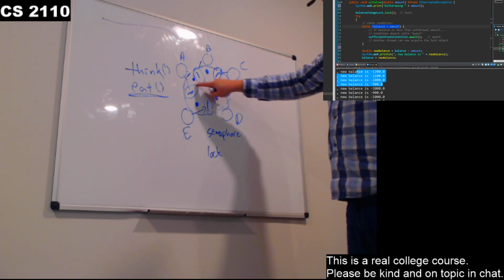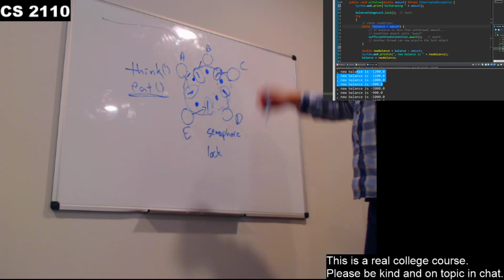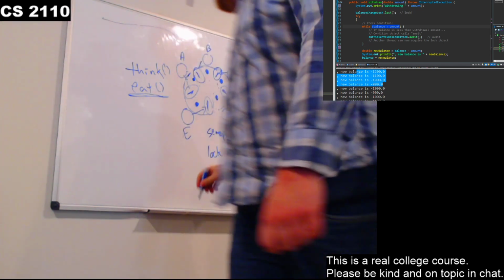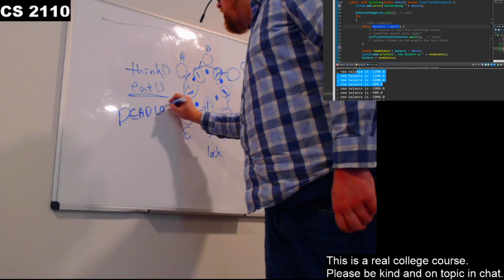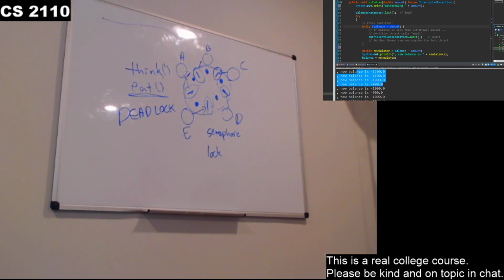If you look at this, the problem is fairly obvious. All the philosophers are holding one chopstick, but no philosopher can actually eat. And this is called a deadlock. And when a deadlock occurs, one of the philosophers needs to give up their chopstick so another can eat, so he can release his chopstick, so another can eat, and so on.